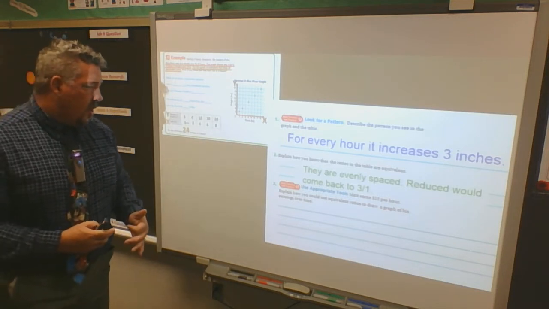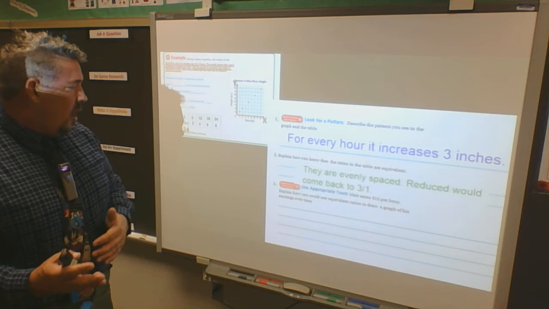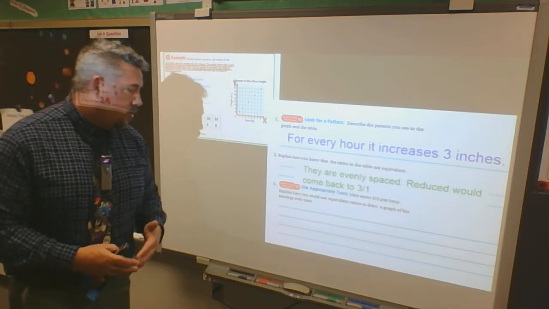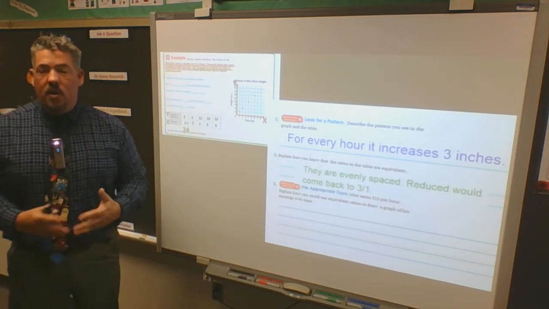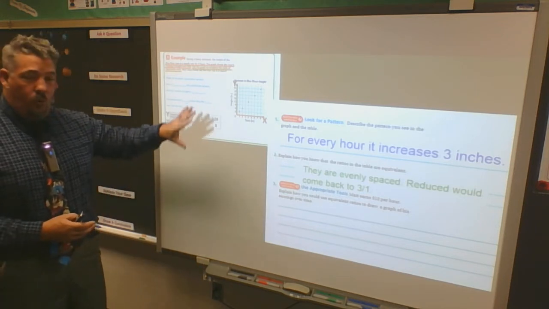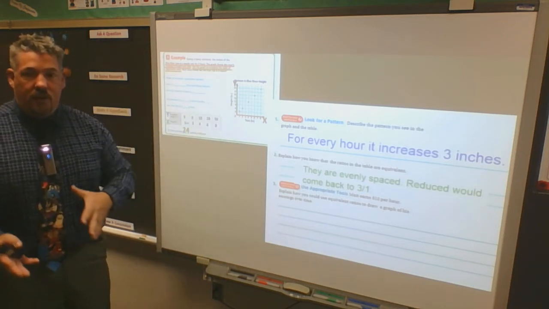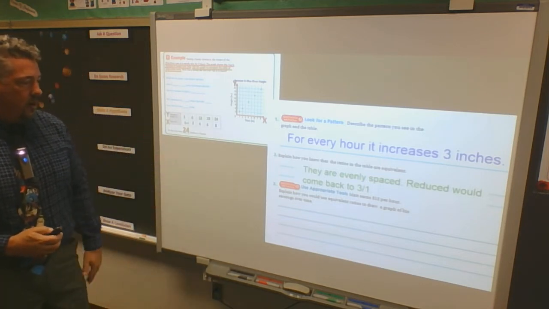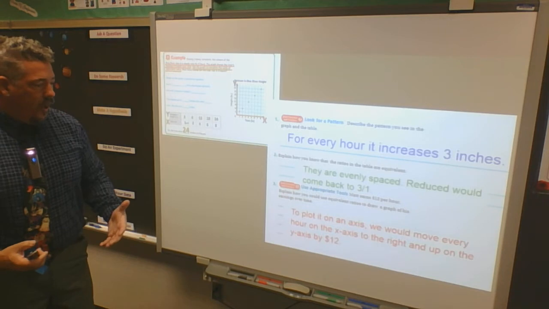And question 3 says, Matt earns $12 per hour. Explain how you could use equivalent ratios to draw a graph of his earnings over time. So it has nothing to do with this information here. They're just saying take it from what we just looked at and apply it to a different scenario. So how could I graph that?